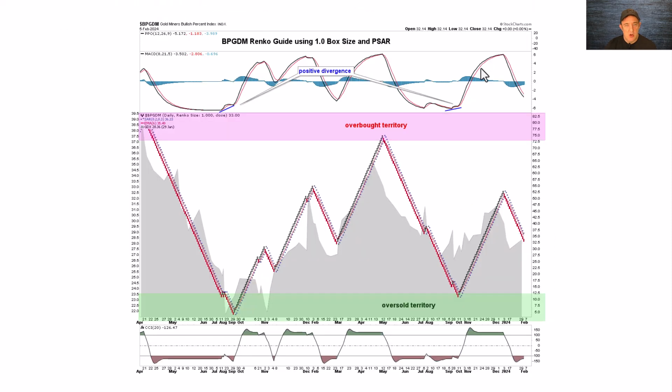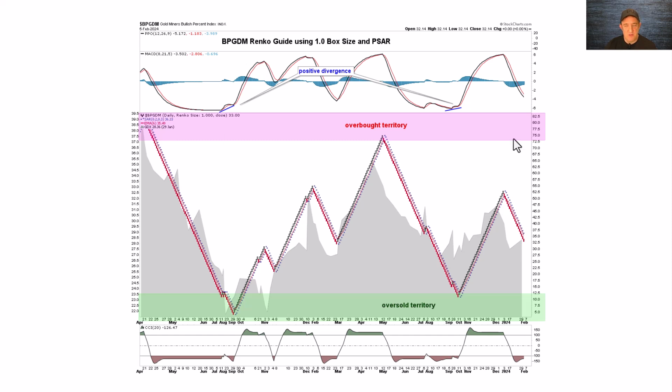Next, chart 60, here's the Renko chart of the BPGDM. And look at these excellent sell signals. Awesome sell signal there in May. Awesome buy signal in September, October off the oversold area. And another awesome sell signal there in December. Really nice, clean chart.